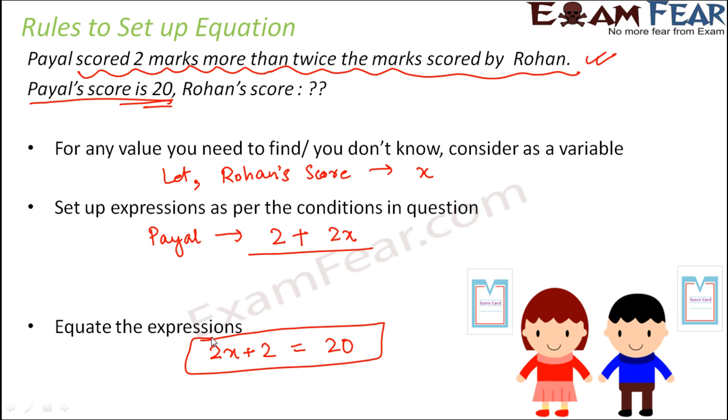Now, how do we solve this equation? That is something which we will take up in the later section. For now, you just understand how we set up an equation. So 3 simple steps to set up any equation. First, you assume an unknown value to be a variable. Second, create expressions as per the conditions given in the question. Third, equate the expressions to form an equation.